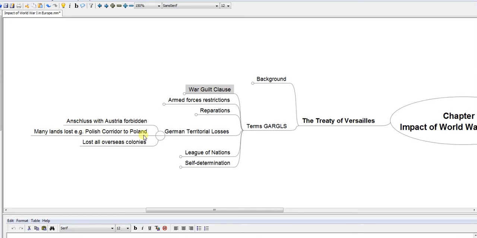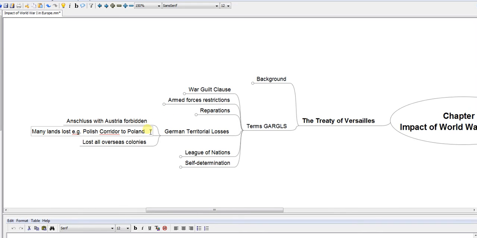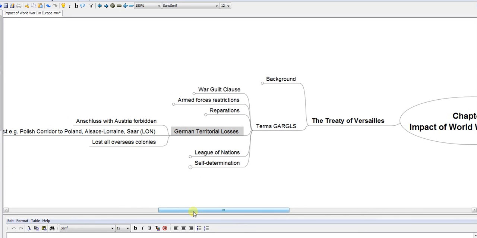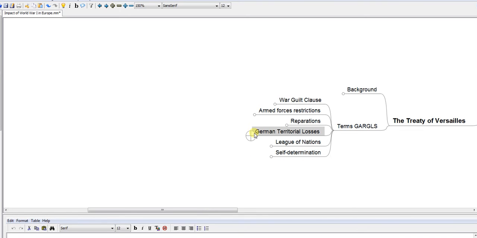And one more place that you may want to take note of is Alsace-Lorraine, which was given back to France. And the Saar, of course, was placed under League of Nations control over here. Right, and I'm going to close this now.